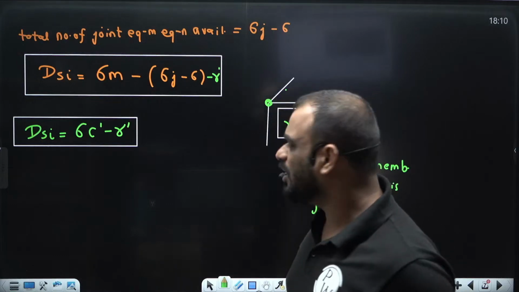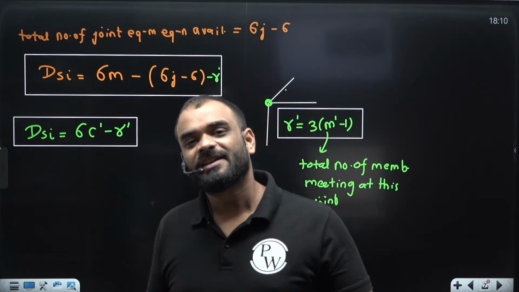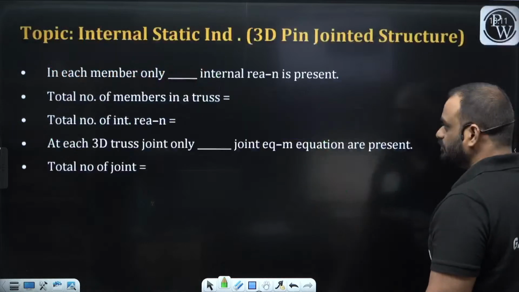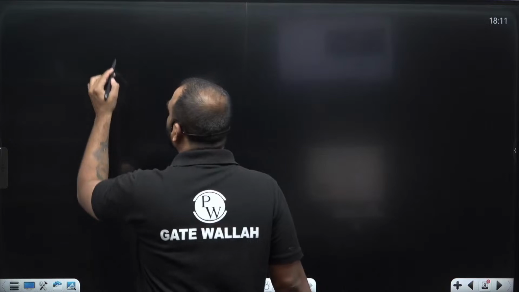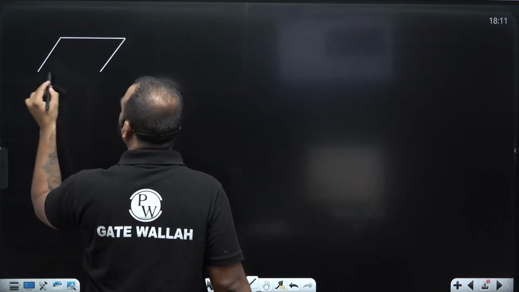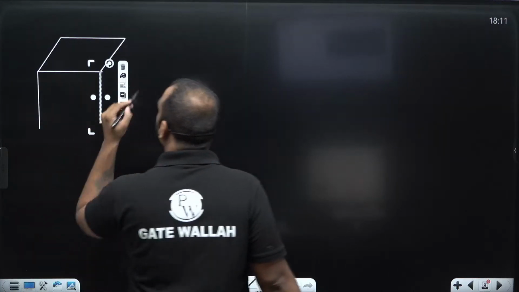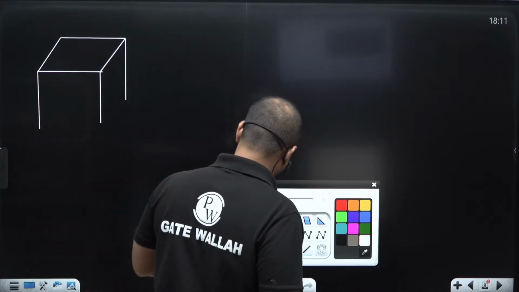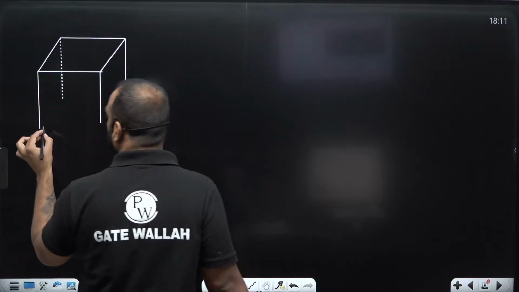So let's solve some questions so that you can understand both formulas, how to use them to calculate the internal static indeterminacy for a 3D structure. Okay, let's do it quickly. Let us take one very simple example. In this first example, we will discuss both formulas as well as try to use the closed loop formula also. But guys, later on when we solve another question, you will understand why I'm saying do not use the closed loop concept in case of a 3D structure.